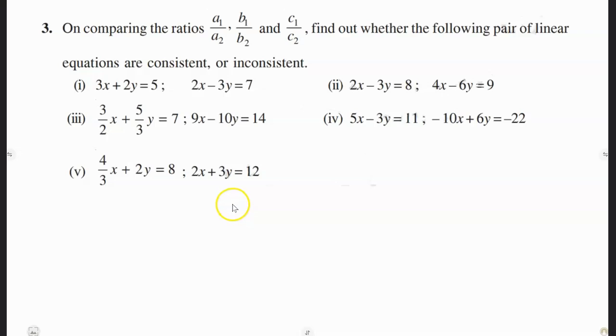Hello everyone. Today in this video let us continue the solutions of exercise 3.1 from chapter 3, pairs of linear equations in two variables, from the grade 10 NCERT book. Okay, coming to question number 3.